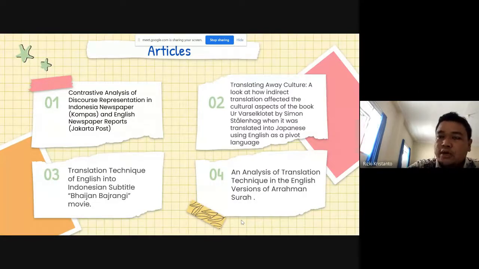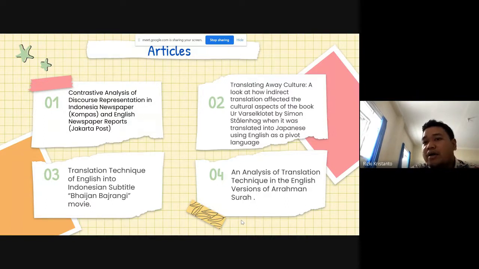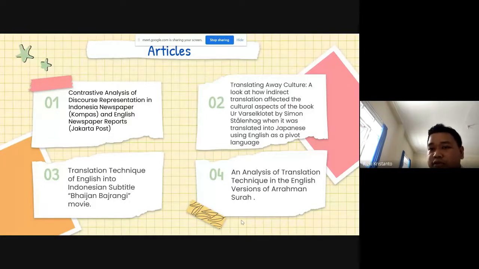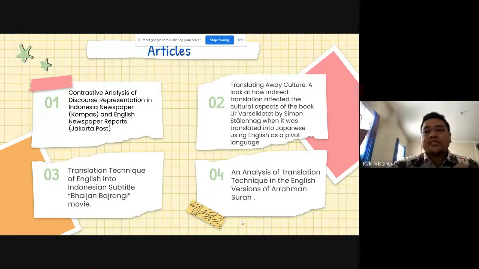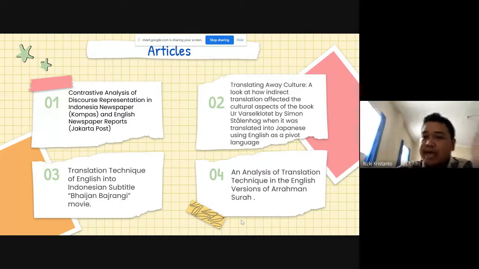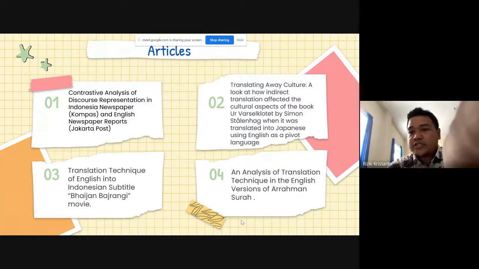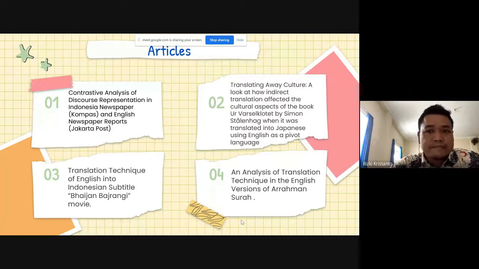And for the English or overseas articles, the first will be translating culture and look at how indirect translation affected the cultural aspects of the book. The second is a quoted work by Simon Stanley Hag when it was translated into Japanese using English as a default language. And the last overseas article will be an English of translation technique in the English versions of Surah Ar-Rahman.